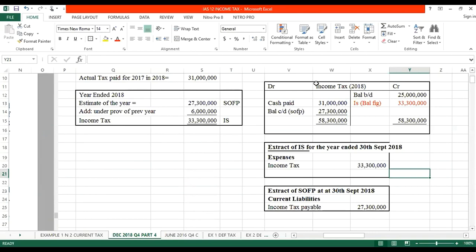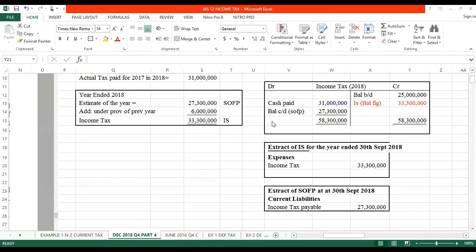Yes, thank you. Income statement extract is profit before tax minus income tax. Yes, then you get what? Profit after tax. Thank you. You've understood it? So let's move on.